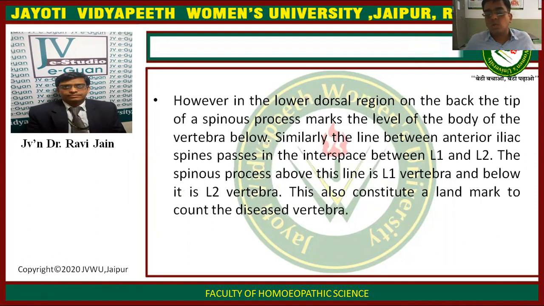However, in the lower dorsal region, on the back, the tip of a spinous process marks the level of the body of the vertebra below. Similarly, the line between the anterior iliac spines passes in the interspace between L1 and L2. So if you mark the anterior superior iliac spine, then it passes through the interspace of L1 and L2. The spinous process above this line is L1 vertebra and below this line is L2 vertebra. This can also constitute a landmark to count the diseased vertebra.